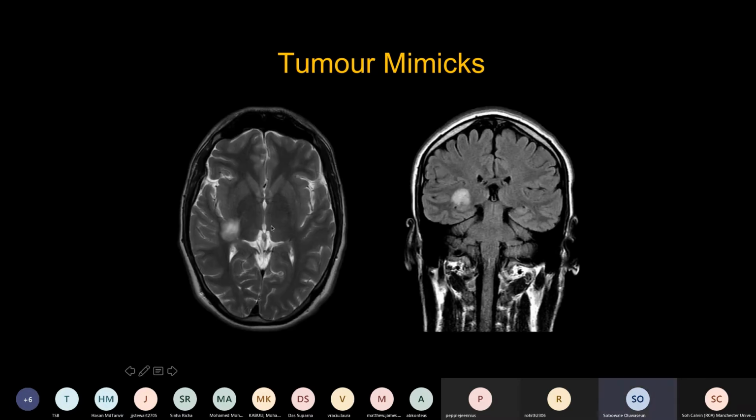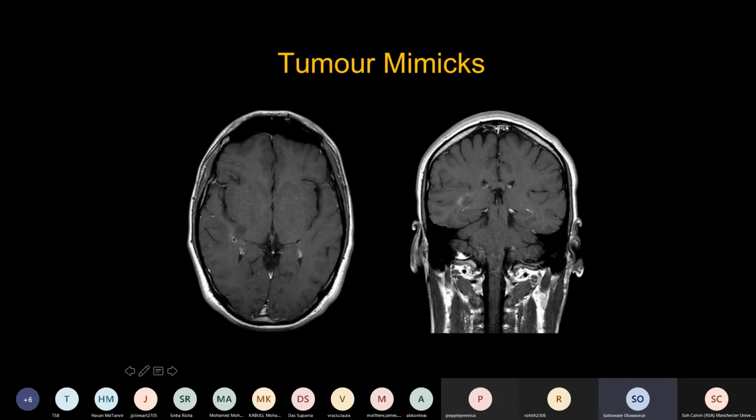This one also looks like a tumor. Young guy who presented with right-sided hemiparesis. And this young guy has a plaque of demyelination, which shows an incomplete ring of enhancement. Another tumor mimic.